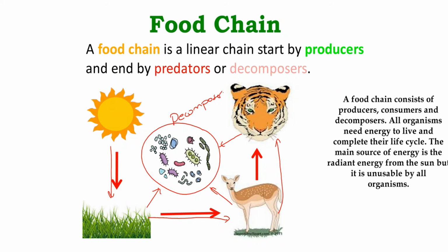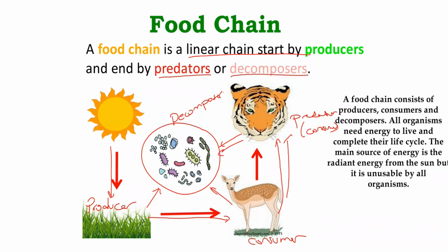So this linear food chain is a linear chain that starts with a producer, then by what? A consumer, and then a secondary consumer or predator, which is also a consumer, and finally by decomposers. This linear chain, we call it a food chain. The food chain always starts with a producer and ends with decomposers. A food chain consists of producers, consumers, and decomposers.